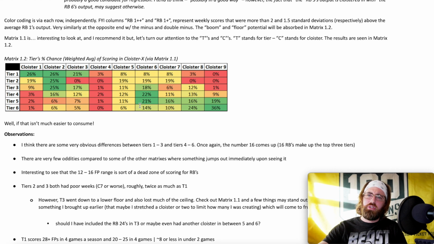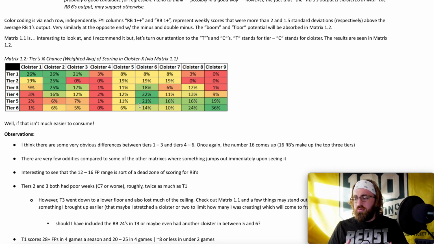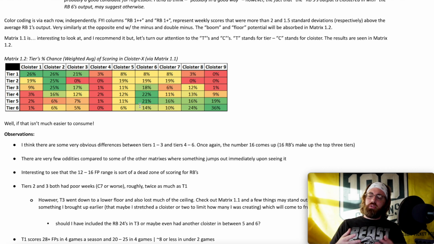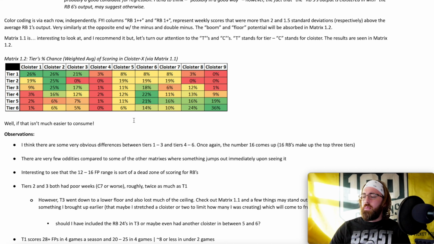And I don't believe I ever ended up having to go back and completely rework one position. I reworked the cloisters a little bit after getting to this point in the data. We just passed over matrix 1.1, and these are based on the scoring habits of the running backs per their equalized values. 1.1 was that, and then 1.2 here, as we're going to focus on, is the scoring habits based on the tiers.